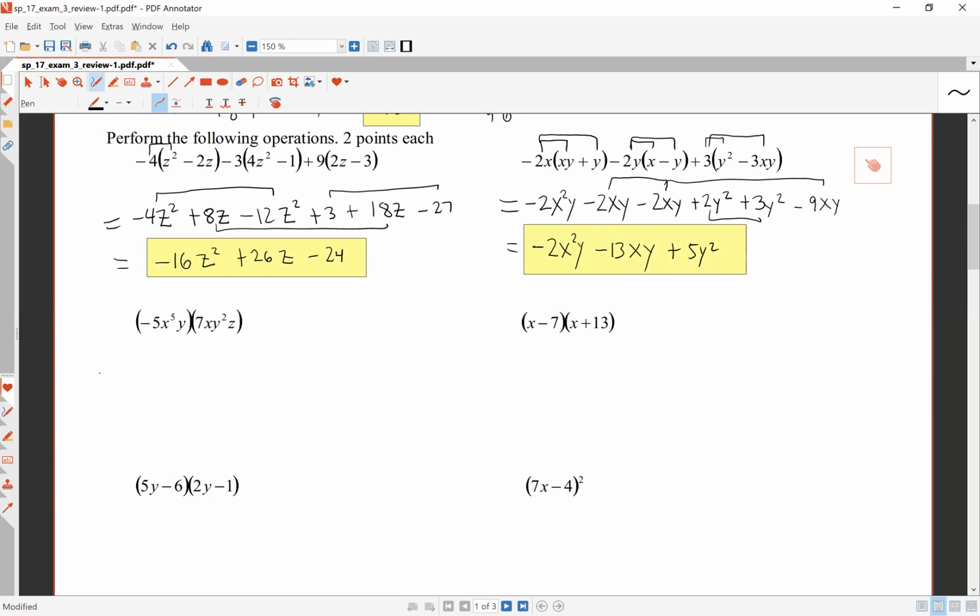The next problem, -5x to the fifth y multiplied by 7x y squared z. We take those coefficients and multiply them. -5 times 7, x to the fifth times x, y times y squared, and times z. -35, x to the 5 times x to the first. We add those, becomes x to the sixth. Y to the first times y squared is y cubed times z.